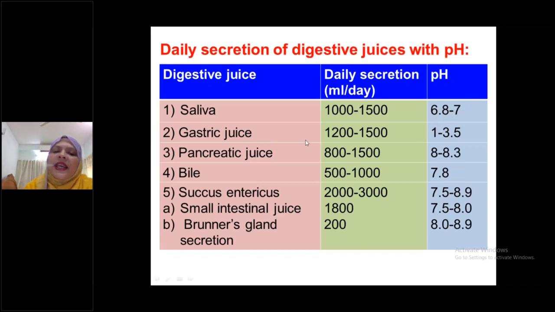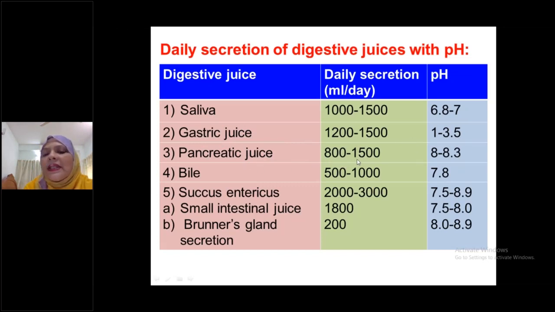For gastric juice the guideline says 1500 ml per day, but if we tell a range, 1200 to 1500 ml per day. And the pH is 1 to 3.5, the guideline says the same. Pancreatic juice: I have made this slide according to the guideline and Ganong, taking a bit from Ganong, guideline plus Ganong. This slide I have made from Guyton plus Ganong. Okay, gastric juice 1200 to 1500 ml per day and pH 1 to 3.5.